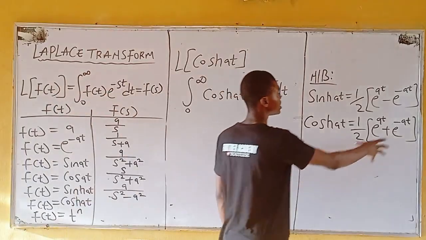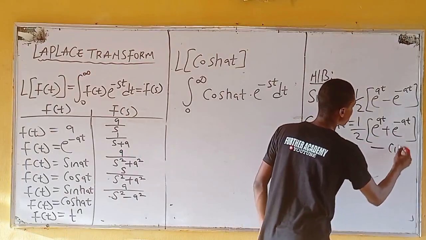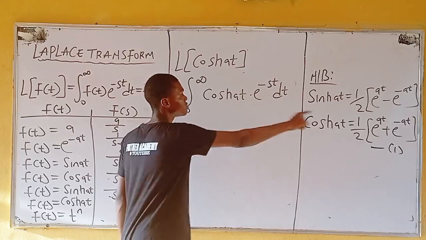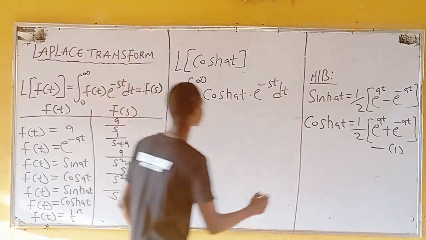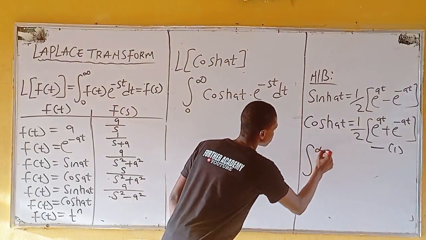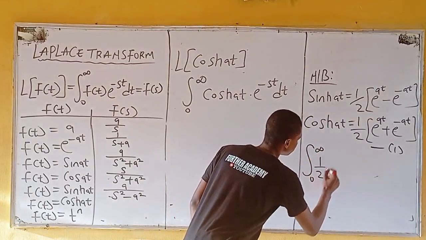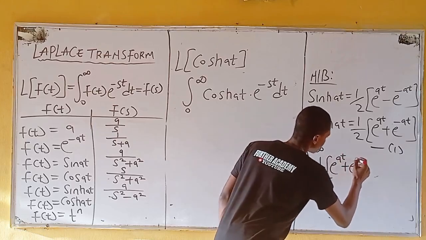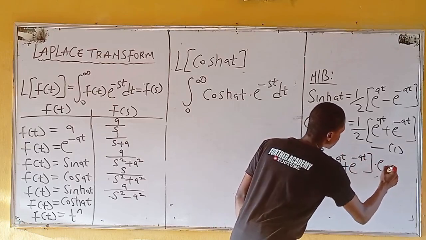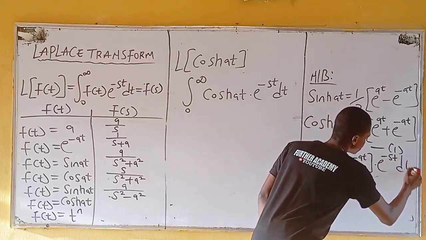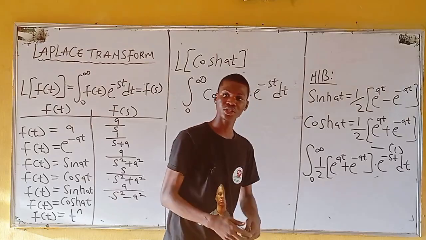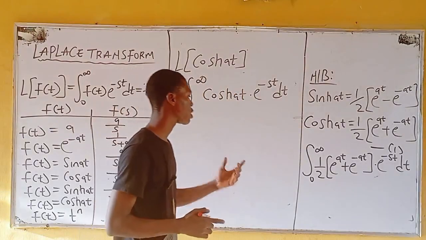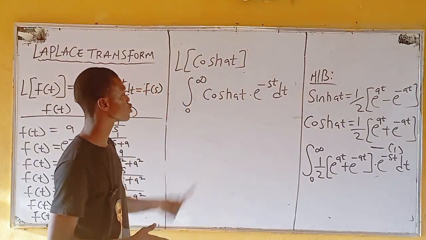Now, usually, what I would have done here, just like the way I did for sin at, I would have substituted this, say this is equation 1, into my integral function, right? It becomes the integral from 0 to infinity of 1 over 2 into bracket e to the power of at plus e to the power of negative at multiplying e to the power of negative st dt. Then from here I solve my integration, then obtain my answer. But I said I'll be using the short method to solve this.